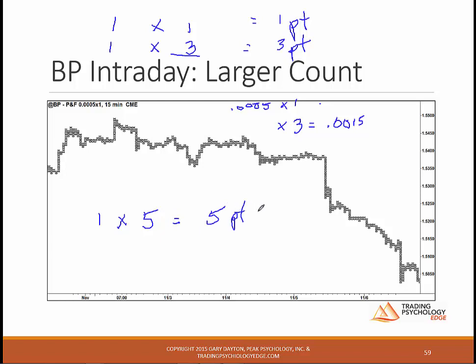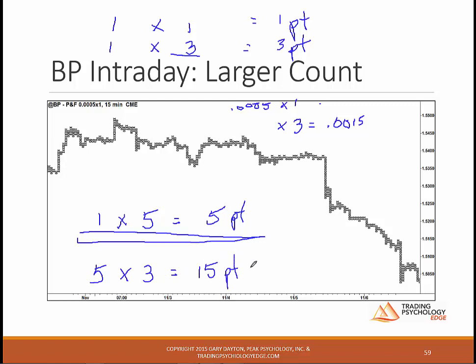I might also want a longer term figure chart, okay? And now I would change things a little bit, and instead of using a 1 box, I would use a 5-point box and a 3-box reversal, and that's going to give me a 15-point figure chart. And that would be for large swings in the S&Ps. All right, just giving you ways of thinking about how to do this.